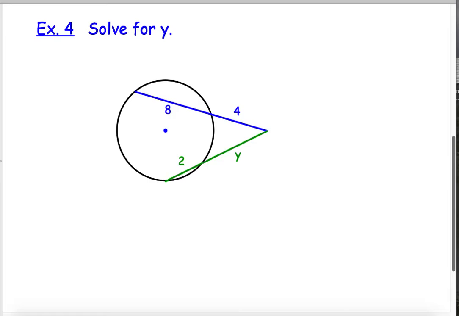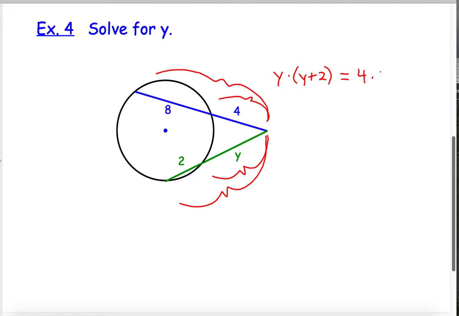So I'll start with the green piece. The outside is y times the whole thing, which would be y plus 2. And that should equal the outside piece, which is 4, times the whole thing, which is 4 plus 8, or 12. Now if I distribute, y times y is y squared, and y times 2 is 2y, and then 4 times 12 is 48. So we have a quadratic equation to solve here.